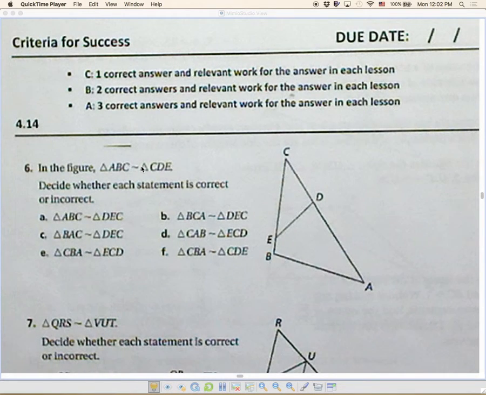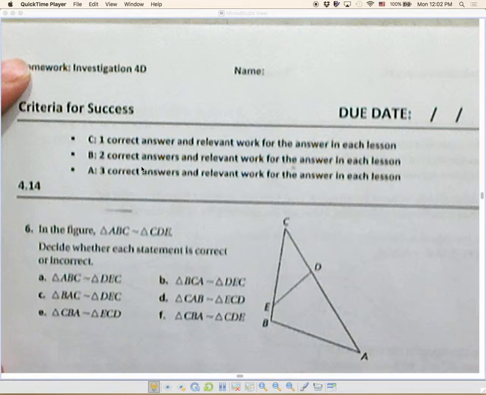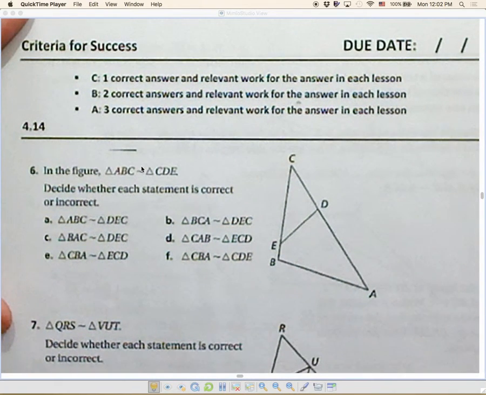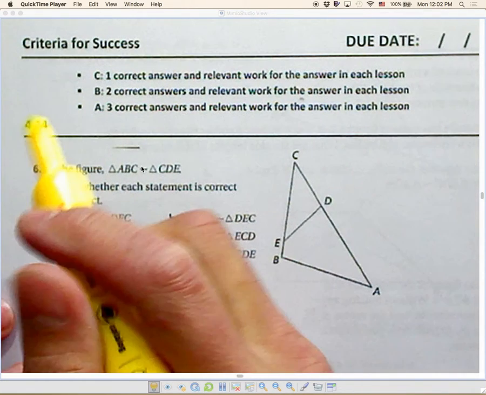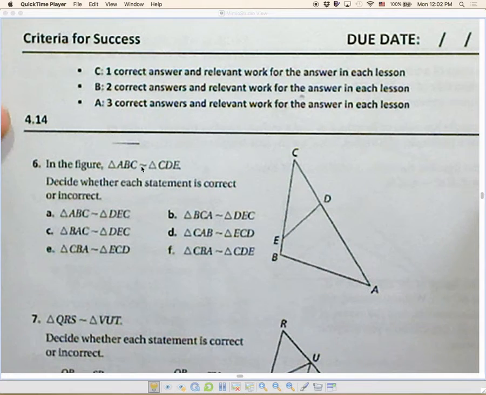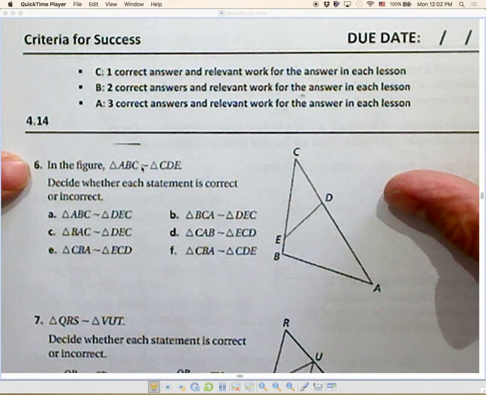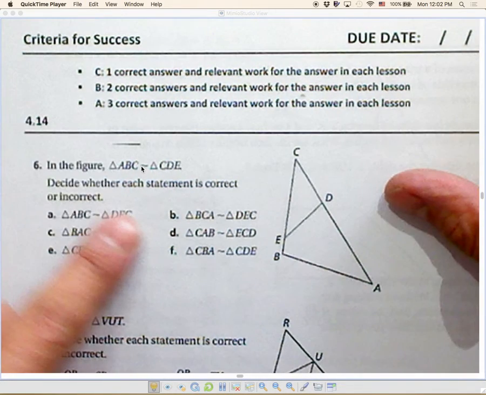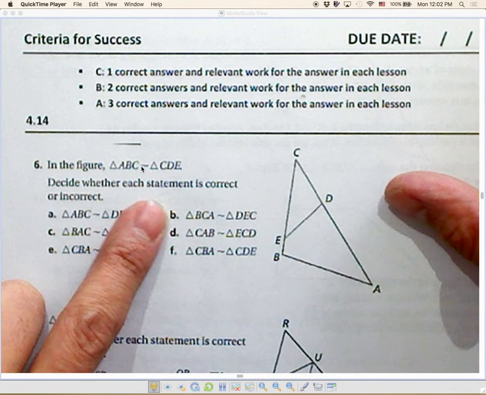This video is to go over homework investigation 4D. I'm just going to pick one problem for each lesson. So I'm going to pick number 6 for lesson 4.14. It says, in the figure, triangle ABC is similar to triangle CDE. Decide whether each statement is correct or incorrect.